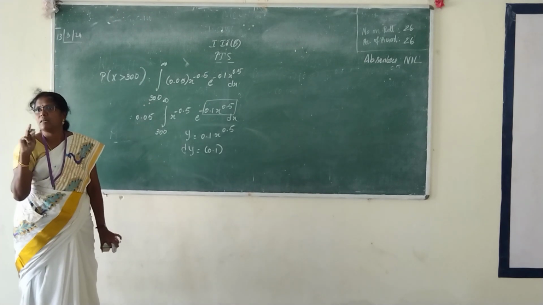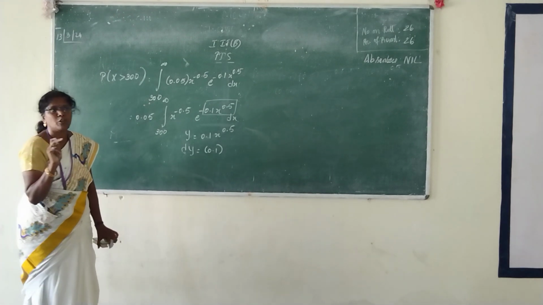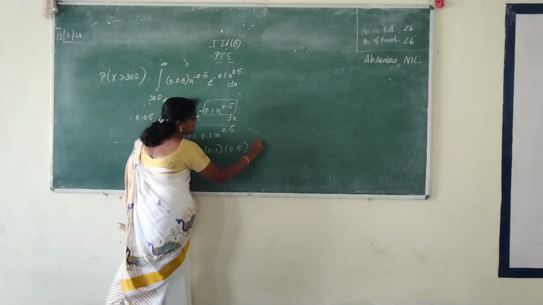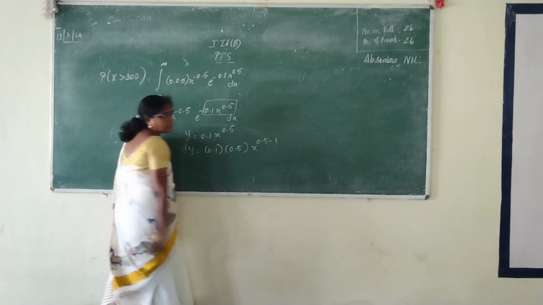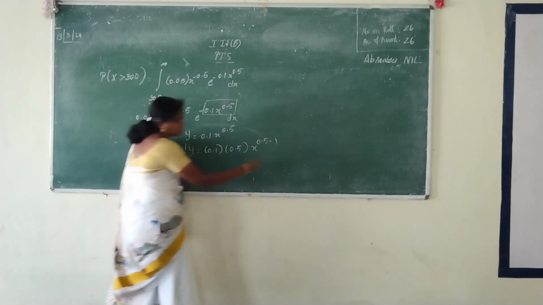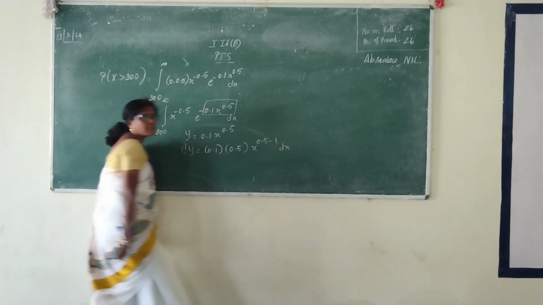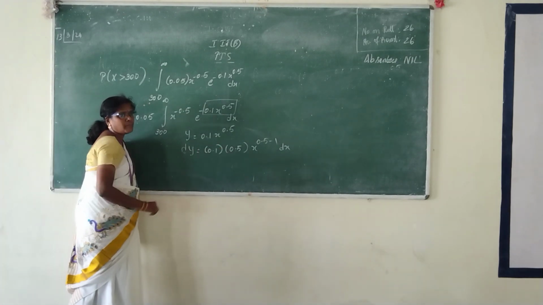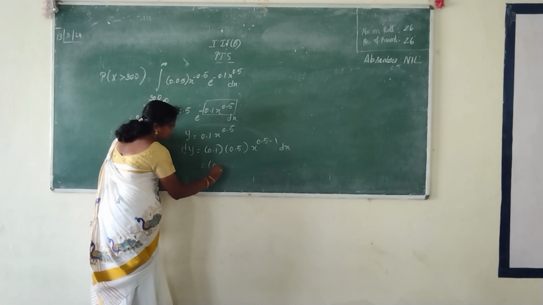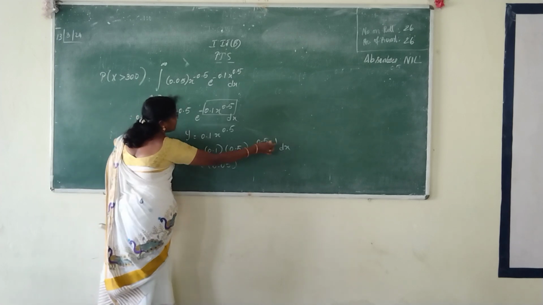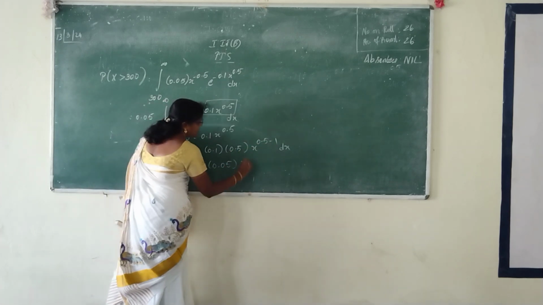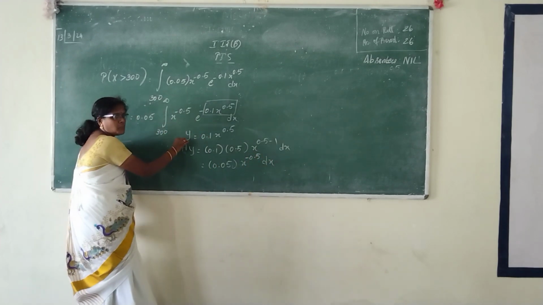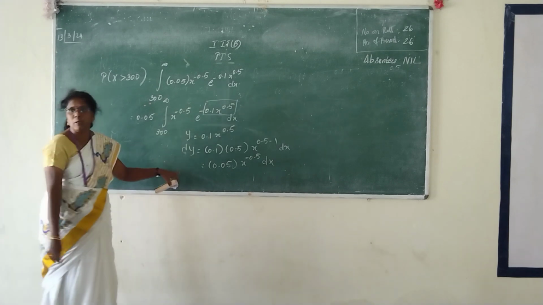n x power n minus 1. Here n is equal to 0.5. So 0.5 into x power 0.5 minus 1 into dx, the integral. So what is 0.1 into 0.5? 0.05. What is x power 0.5 minus 1, that is x power minus 0.5 into dx. So first you fix what is y, then you find dy.